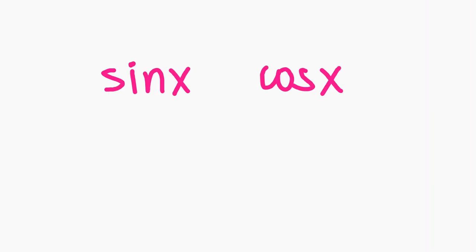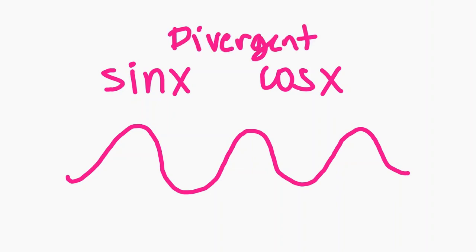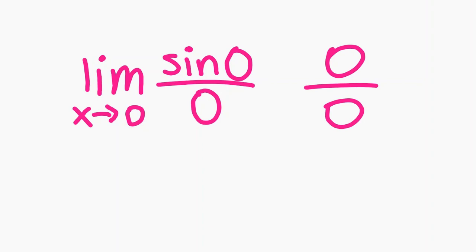One of the more interesting things to take limits of are the trigonometric functions. The limit of sine of x or cosine of x is not that intriguing, as these functions are just waves that oscillate back and forth with no limit. This is known as a divergent function. But an interesting problem is solving for the limit of sine of x over x as x approaches 0, where x is in radians. The first thing we do is plug in x equals 0, and we quickly realize this is another 0 over 0 case. We'll need to do some work to figure out what the limit is.